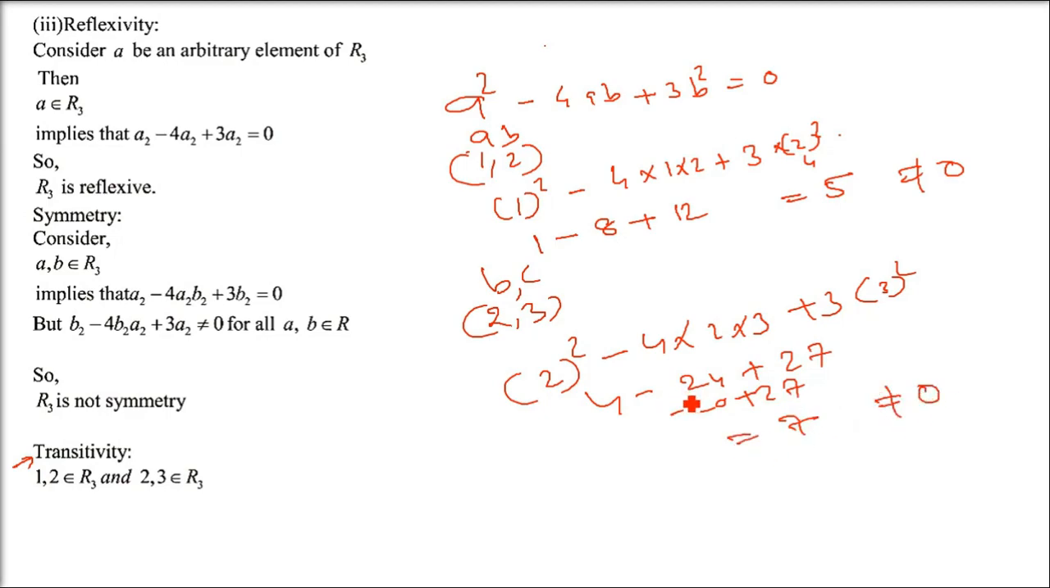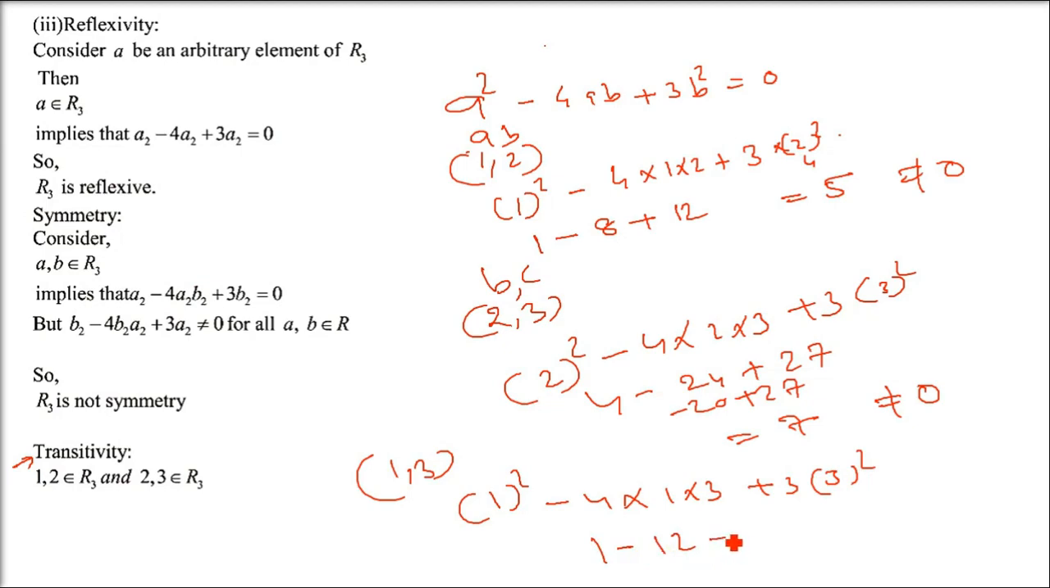Now, when you take 1 and 3, it should not be equal to 0. Because we have taken (A, B), it is not equal to 0. We have taken (B, C), it is not equal to 0. If you get this (1, 3) not equal to 0, then it is transitive, otherwise not. So just put A as 1 and B as 3: 1 squared minus 12 plus 27, which gives 16. Now you see, this is also not equal to 0.